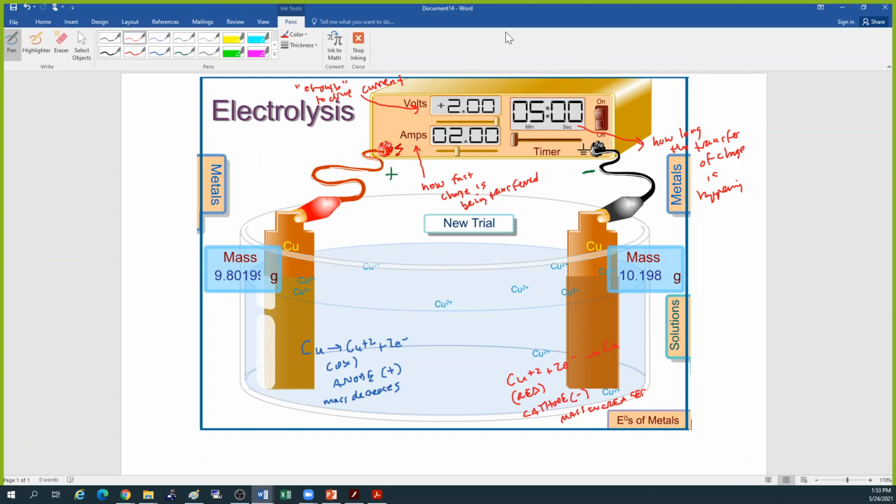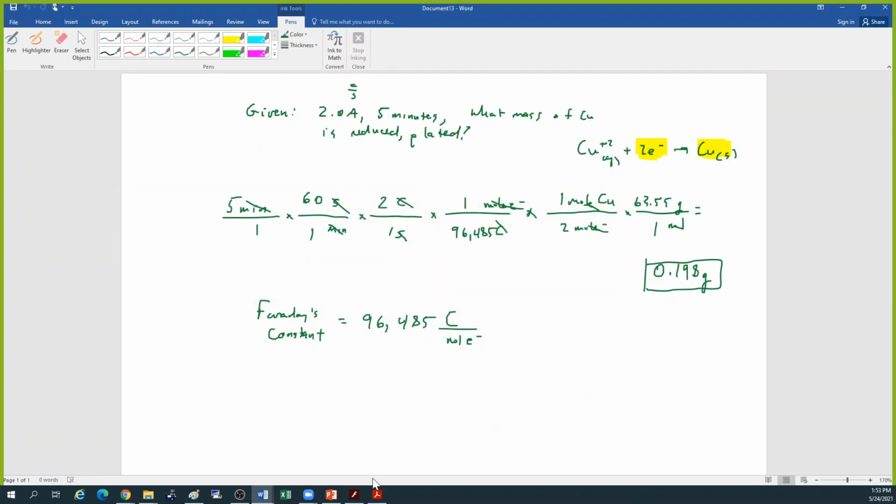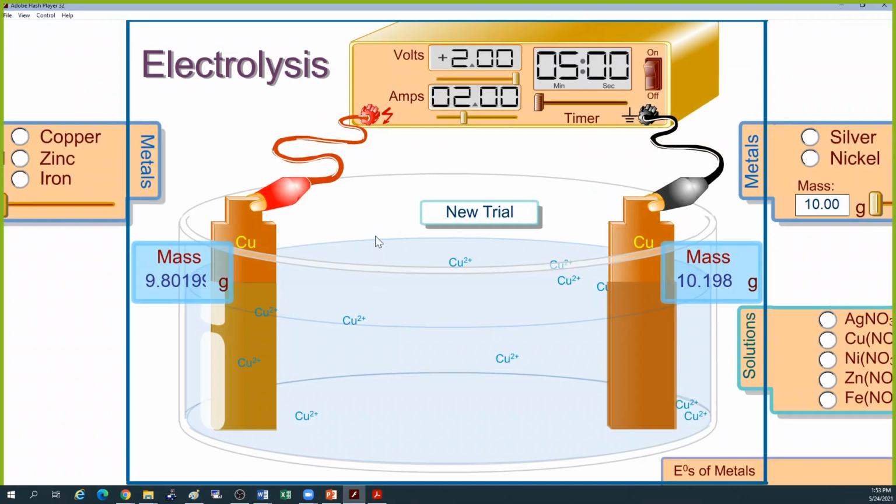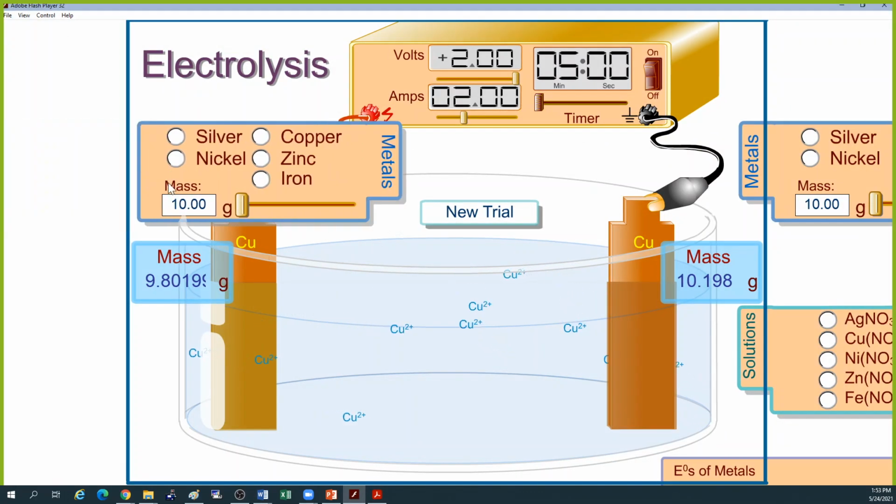What do you think so far in terms of the calculation or the concept of this process? Questions? Let's try one for you. So let's set up a different reaction this time. So what's going to happen at the positive terminal every time on these? Is it going to be oxidation or reduction? What's it going to be?